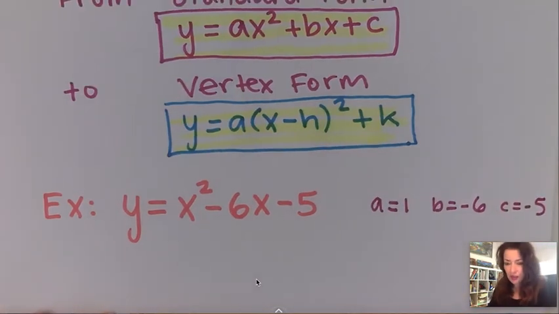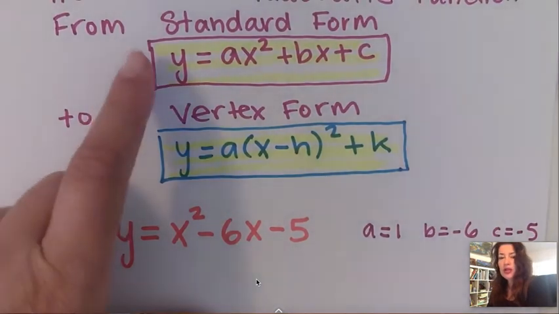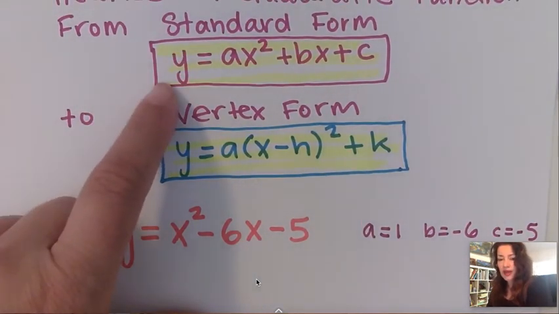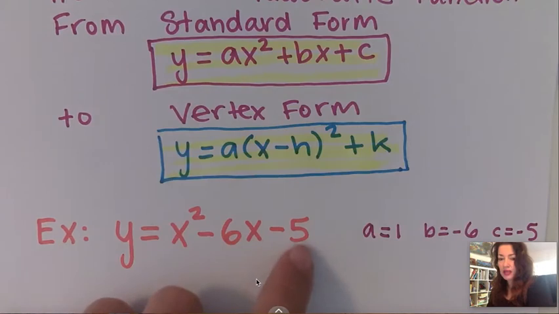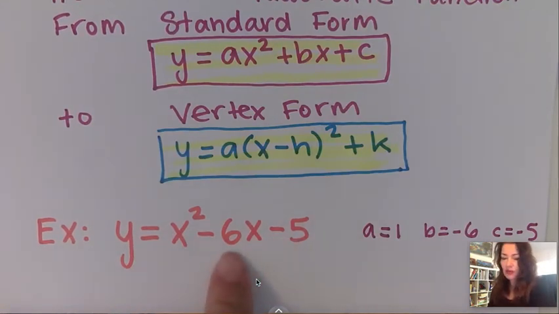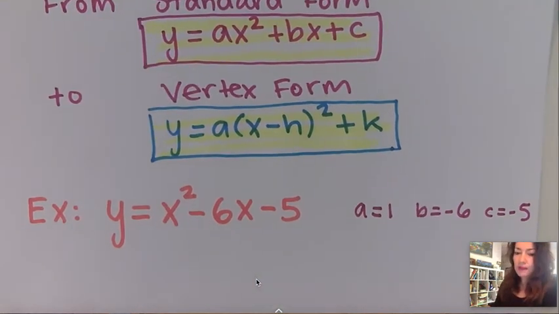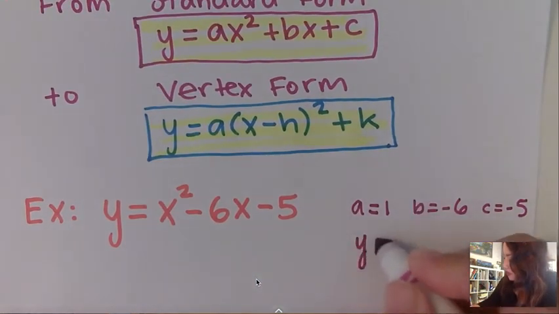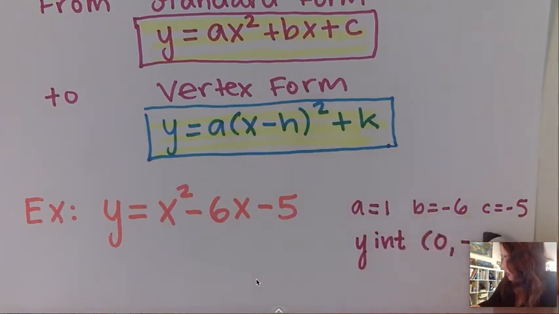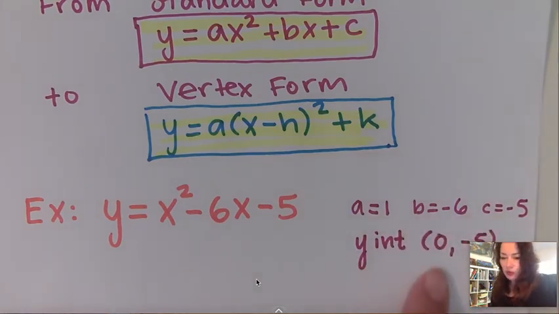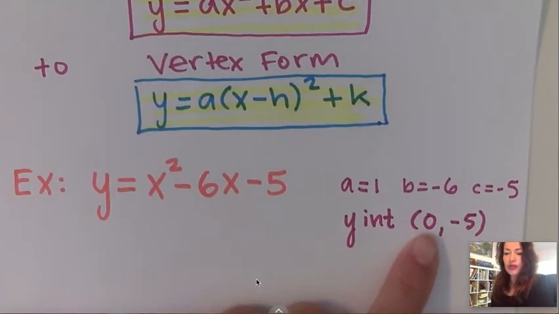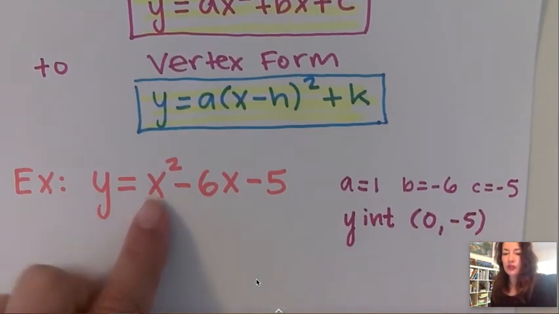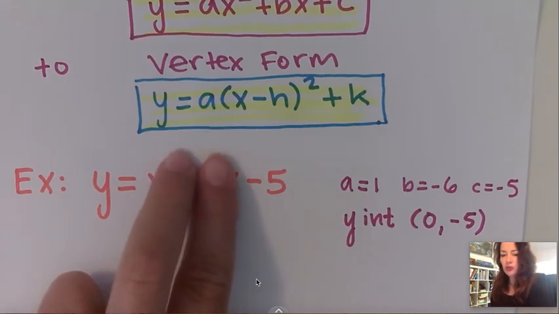Now, there are advantages for both forms. For example, when it's in standard form, the advantage for graphing is that we can see the y-intercept. Just by looking at the standard form, I know that my y-intercept is (0, negative 5). When x is 0, y is negative 5. If we plug in 0 into this equation, these two terms become 0 and we would be left with negative 5.